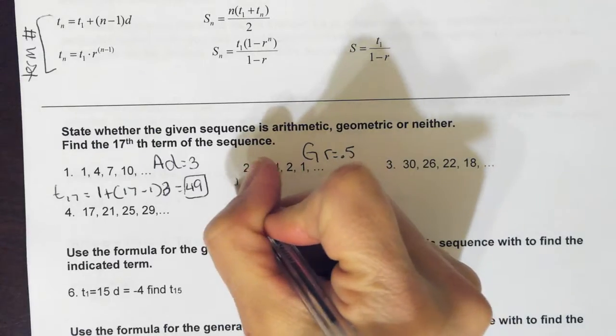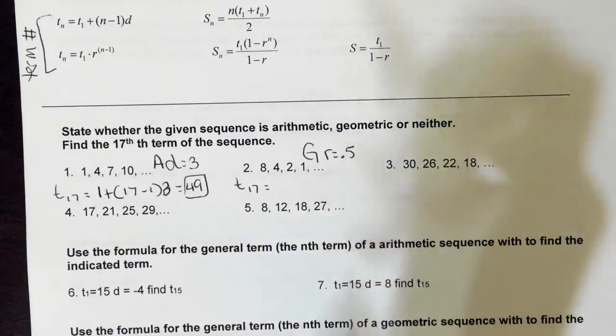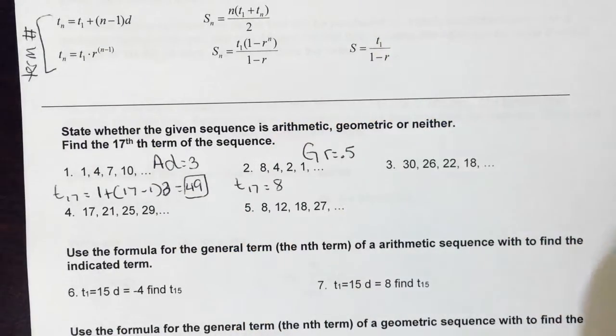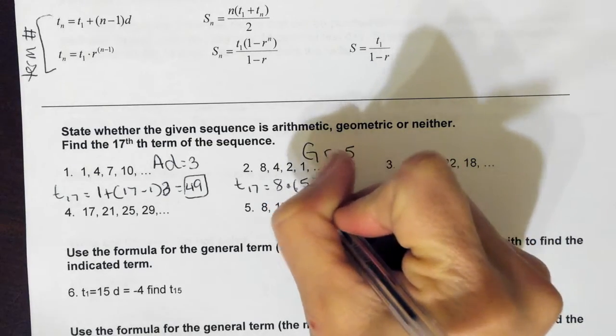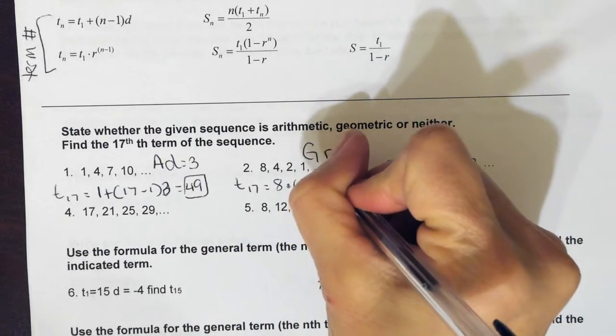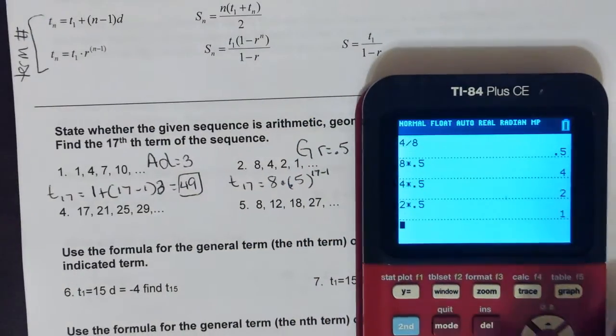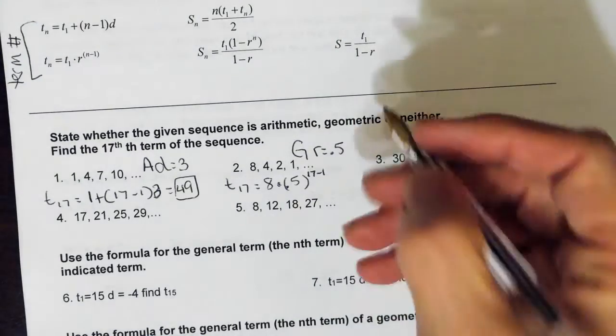Again, they want me to find the 17th term, but this time, because it's geometric, I'm using the second equation. And it says to take T1, which is your first term, times R, which is 0.5, and raise it to the n minus 1. So we're going to raise it to the 17 minus 1. From there, we just go to our calculator. So we're going to have 8 times 0.5 raised to 17 minus 1, which is 16. So I'm just going to type in 16. So the answer is 1.22 times 10 to the negative 4.